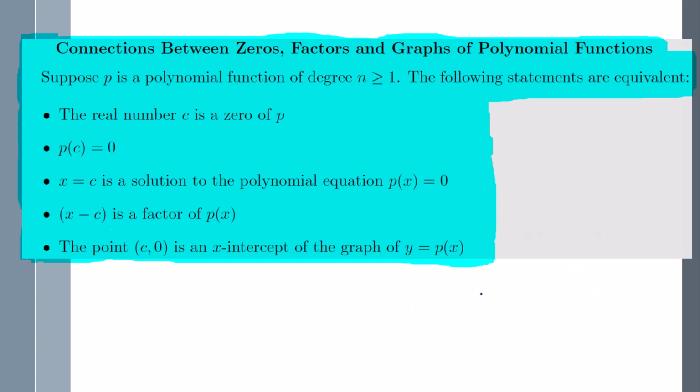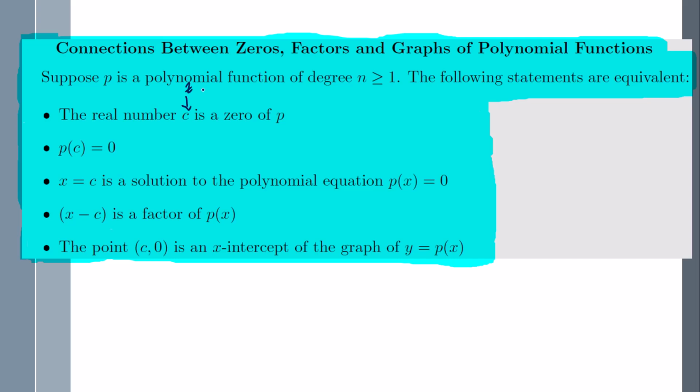So let's discuss a few connections between zeros, factors, and the graphs of the polynomial. Suppose our polynomial's degree is greater than 1. The following statements are equivalent. The real number c is a zero of p. Remember, we're defining zeros as the real number c being a zero of p.